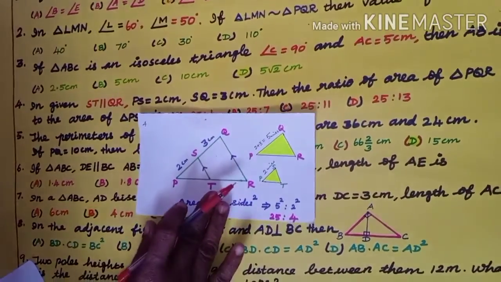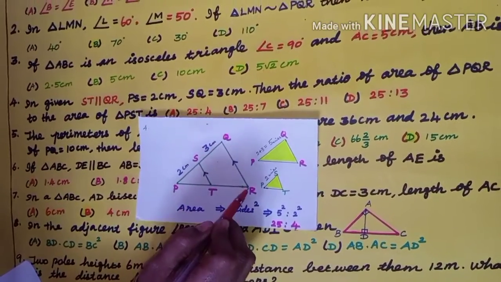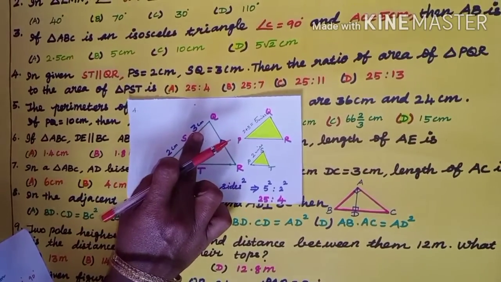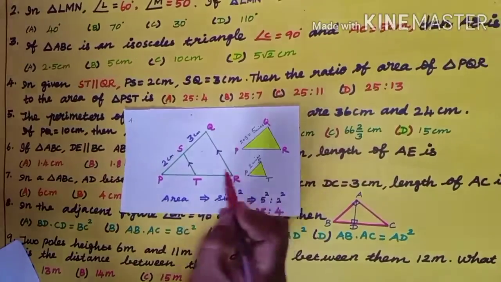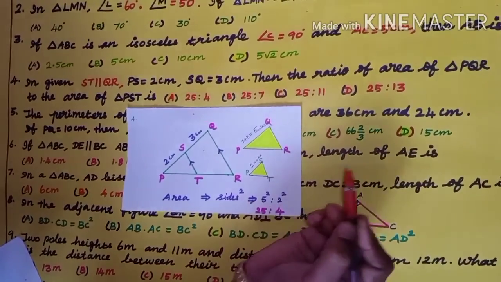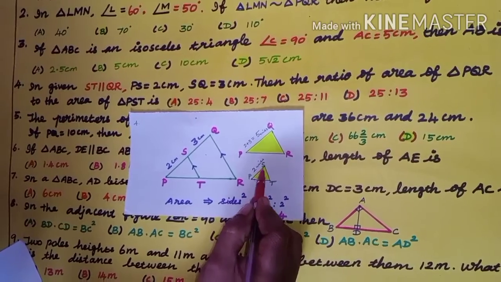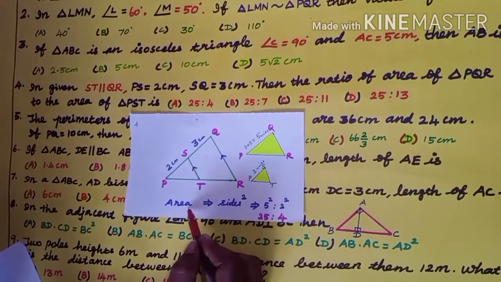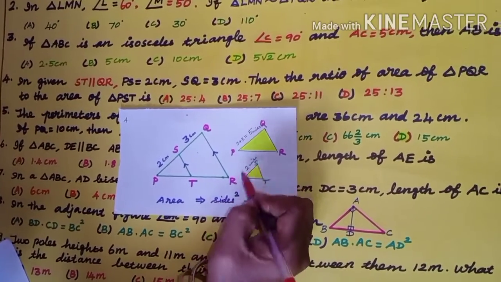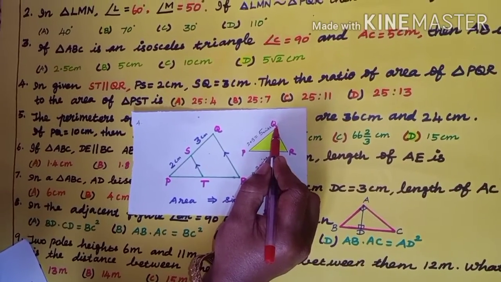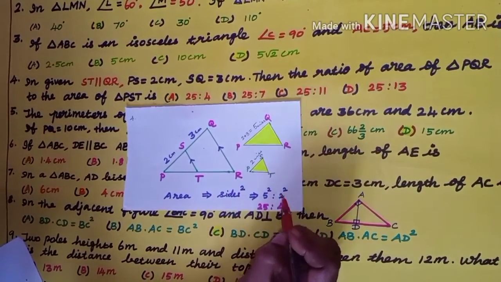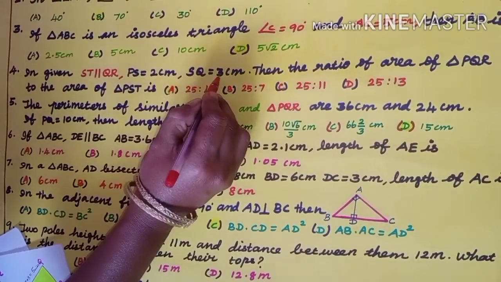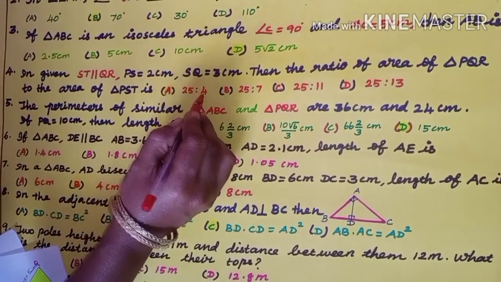Here in the triangle, ST is parallel to QR. PS is 2 centimeters and this is 3 centimeters. Find the ratio of the area of the big triangle PQR to the area of the small triangle PST. What is our property? Area is proportional to side squared. This is the common side, we take it. PQ is totally 5 units, PS is 2 units. So squaring, 25 is to 4. So our answer is 2 plus 3 is 5, 25 is to 4.